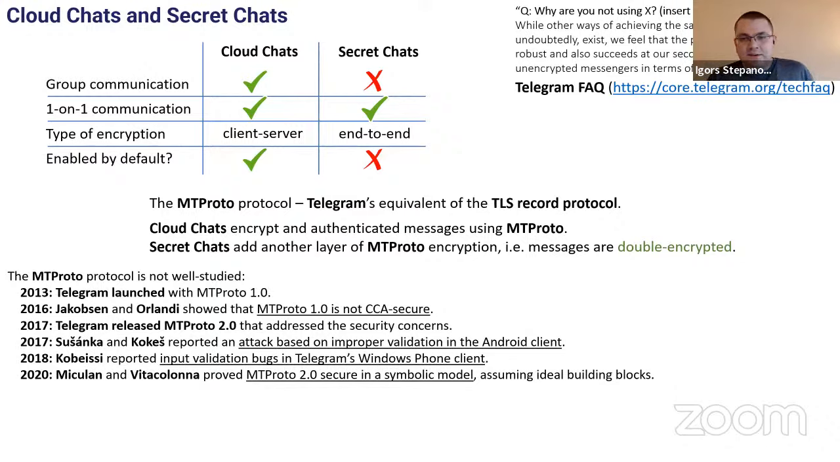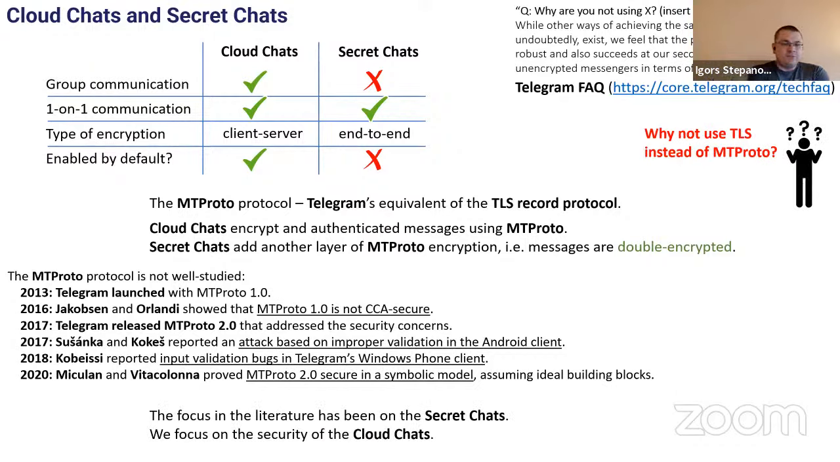The focus in the literature thus far has actually been on the secret chats, whereas, as discussed in relation to the protests in Hong Kong, we do want to mostly study the cloud chats, meaning we will study the client-server encryption. At this point, a reasonable question would be, why not just use TLS instead of MTProto? Well, basically the Telegram development team insists that they prefer MTProto and that it's good enough for their purpose. So there's no deeper reason than that.